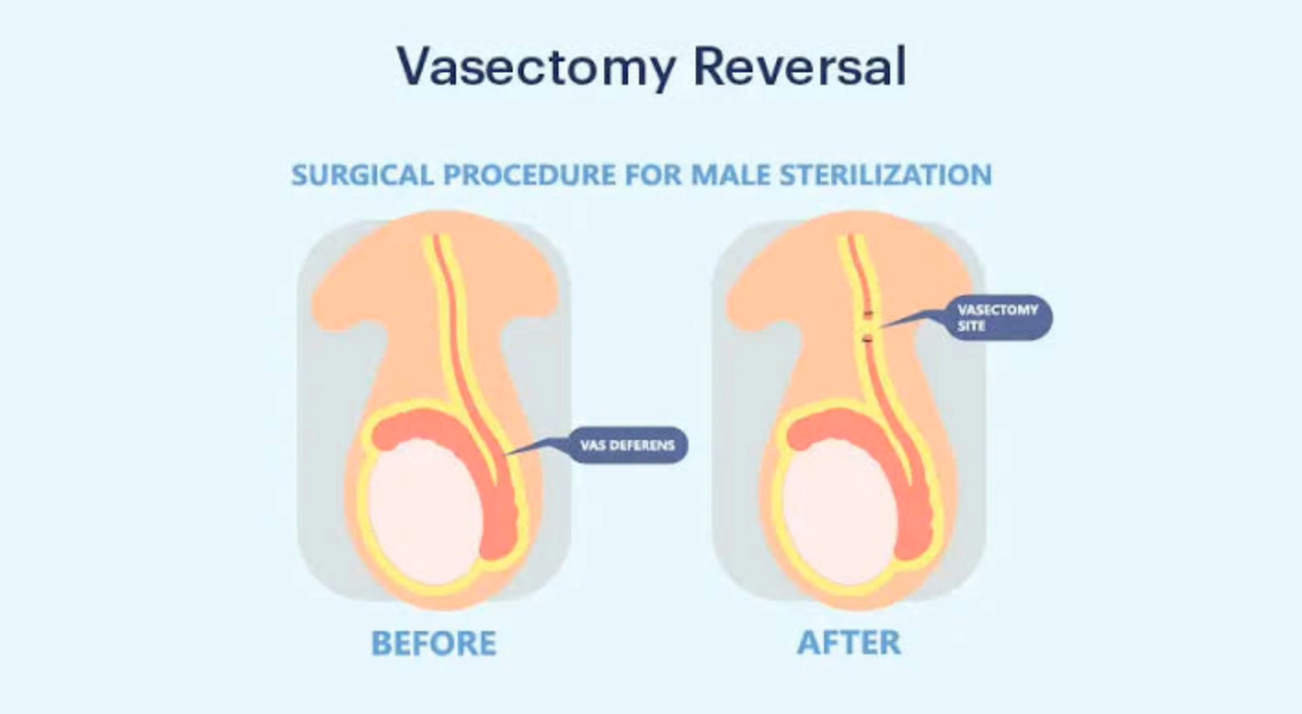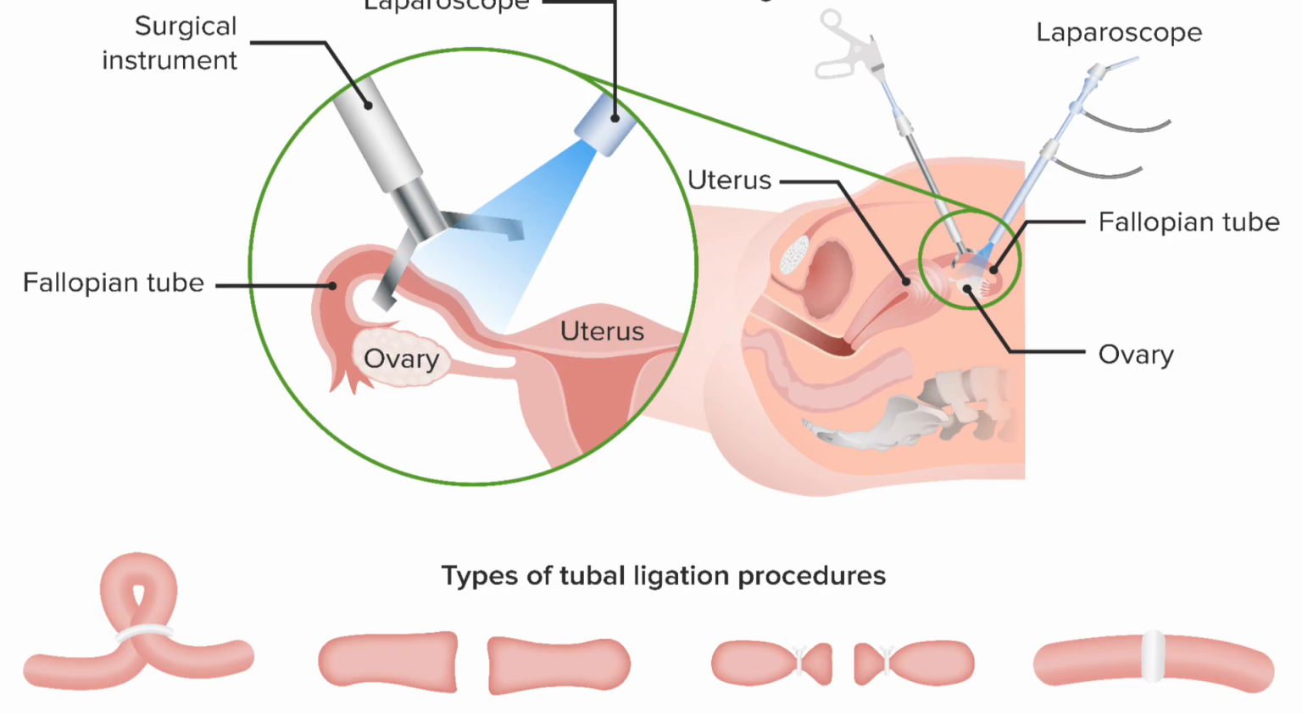Tubectomy is a female sterilization method. Here, we tie or remove a piece of the fallopian tube through a small incision made in the abdomen, or through the vaginal opening. It prevents fertilization by preventing the transport of the ovum.